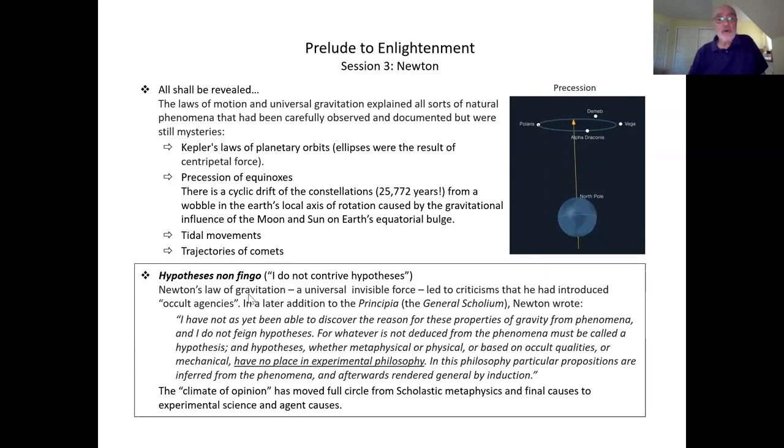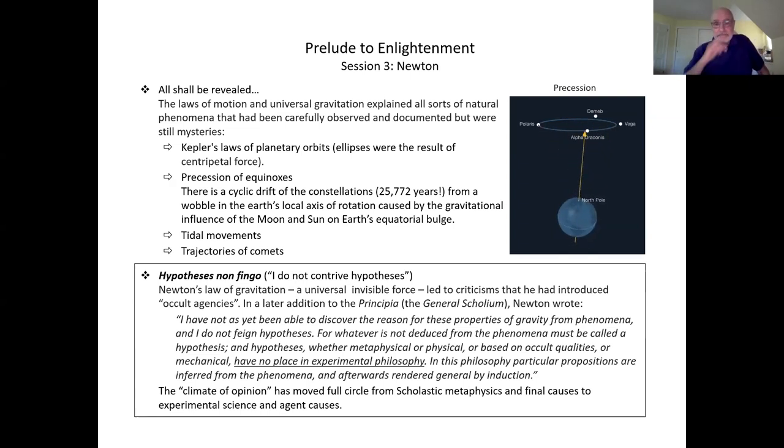So his law of gravitation, which is universal and an invisible force, led to criticisms that he had introduced occult agencies, secret powers. Remember, this is still the world of astrology. This is still the world of alchemy that was looking for occult powers built into things. And gravitation, to some people, looked like that. This force that you're describing is invisible. We don't see this force.